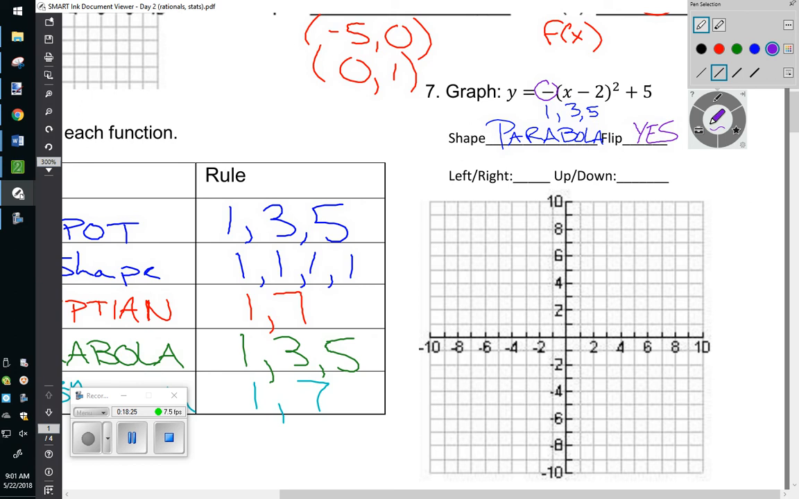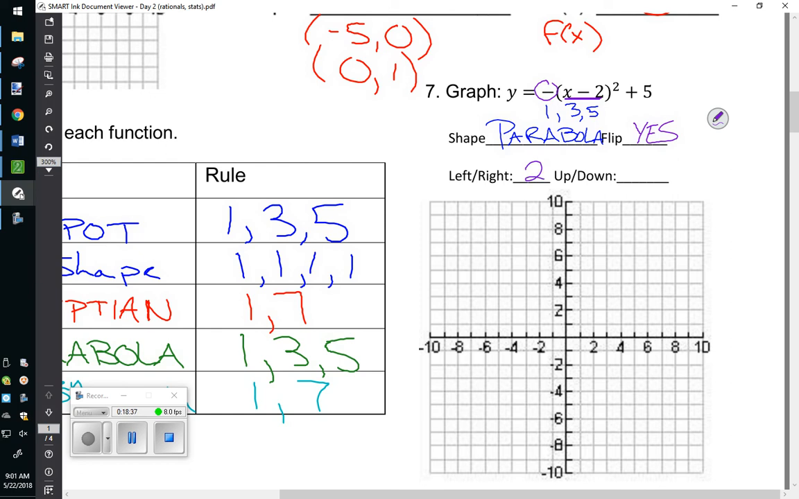Left and right, remember if it goes left or right, it's what's added or subtracted inside the parentheses. So which number is moving me left or right? This negative 2, which direction does that negative 2 take me? Does that take me to the left or does that take me to the right? You do the opposite. When it's inside a parenthesis, you do the opposite. So that one takes us to the right. That 2 takes us to the right.